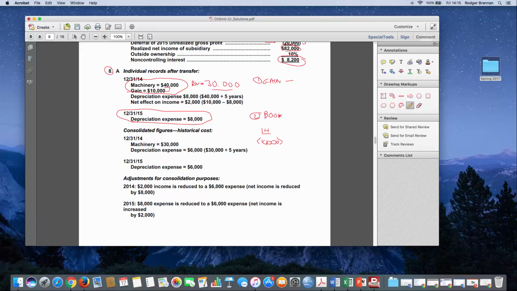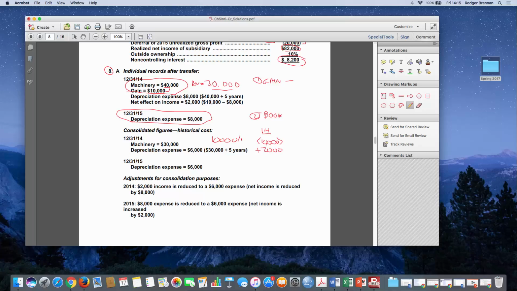So whatever gain was originally recognized is going to be eliminated. So in 2014, I need to reduce that amount. But because they inflated the value of the asset, the $40,000 is going to be the amount that's going to be depreciated. So that additional $10,000, that's the issue we're dealing with here. Well, we wrote up the value of the asset by $10,000.